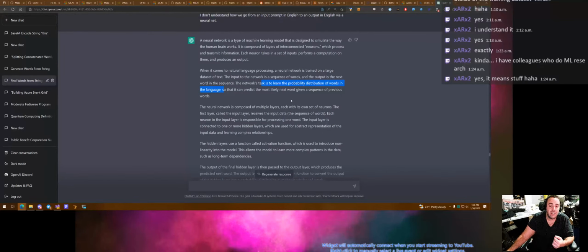Okay, yes, that's functionally what I want. That's functionally what's going on here. It's composed of multiple layers, each its own set of neurons. The first layer, called the input layer, receives the input, the sequence of words. Each neuron in the input layer is responsible for processing one word. The input layer is connected to one or more hidden layers. Okay, each neuron has one word.